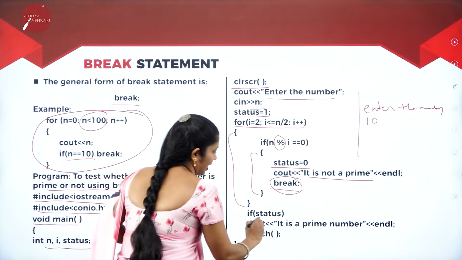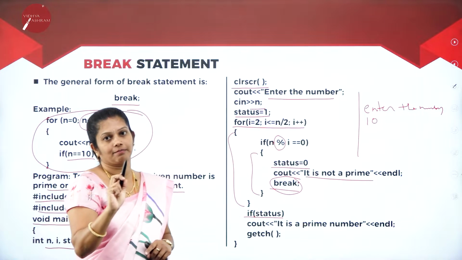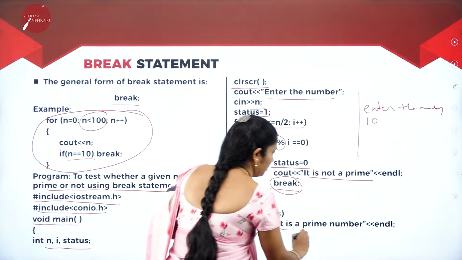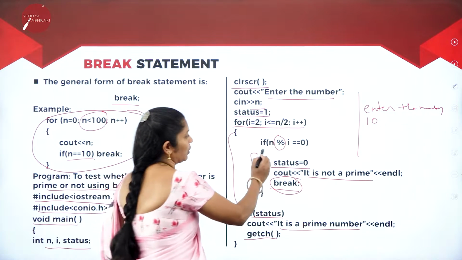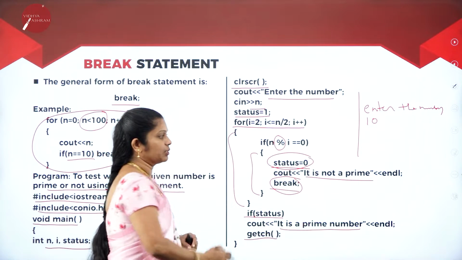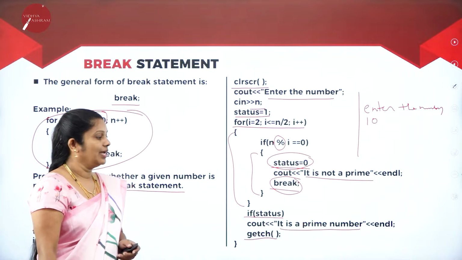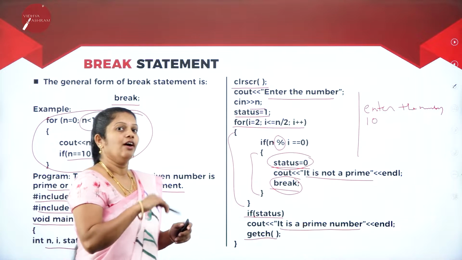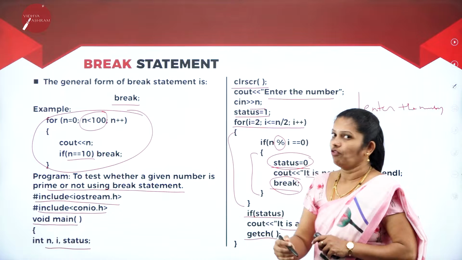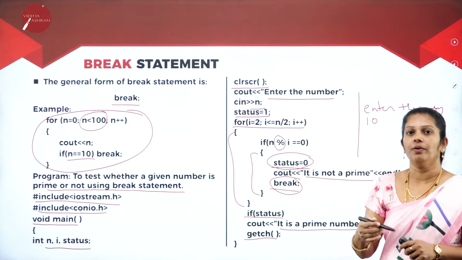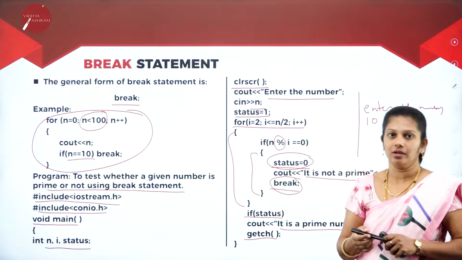Here, if status, it means that if the status value is equal to 1, in that case it is a prime number, it will display that, then getch. If the status value is equal to 0, then it will display that it is not a prime number. If it is equal to 1, then it will display that it's a prime number. Like this, the break statement can be used anywhere, especially in looping, where it may be a for loop, while loop, do while loop, or in a switch statement also, we can use this break concept.